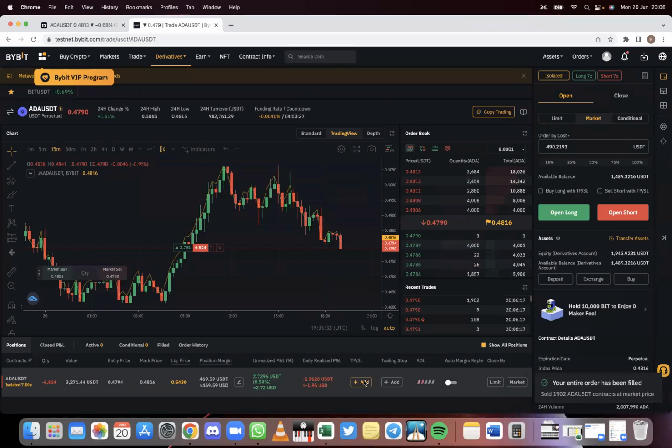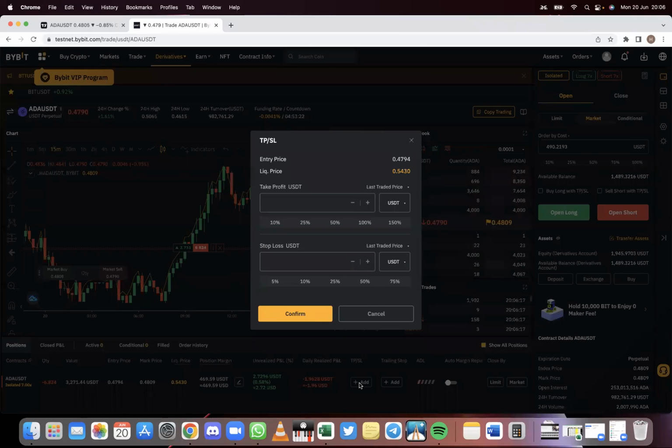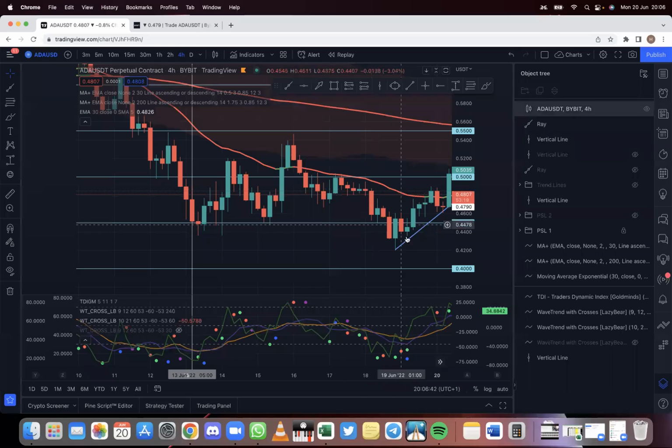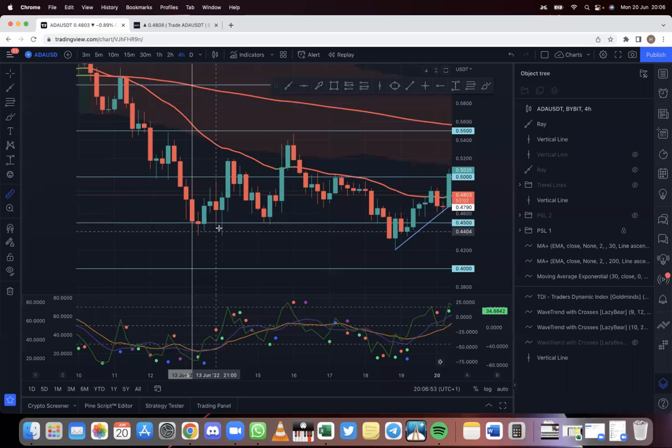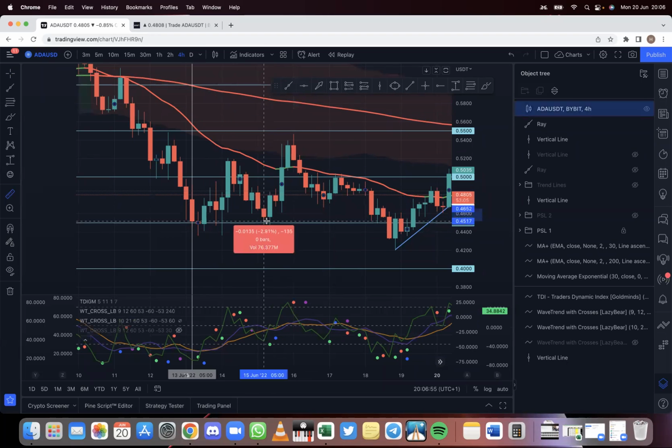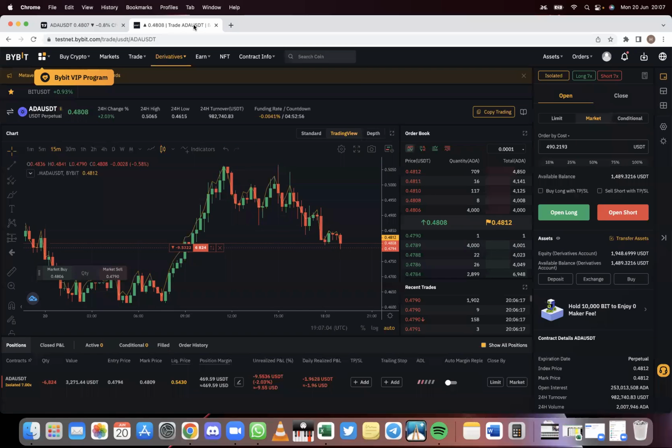So then I'll come and set my stop loss and then take profit. You go here, add take profit and stop loss. Take profit means, on this platform, where do I want the trade to get to before I come out of the trade? I just wanted 2% on this one. So when I measure from here to 2%, the price will tell me on the right, it is 0.4552.